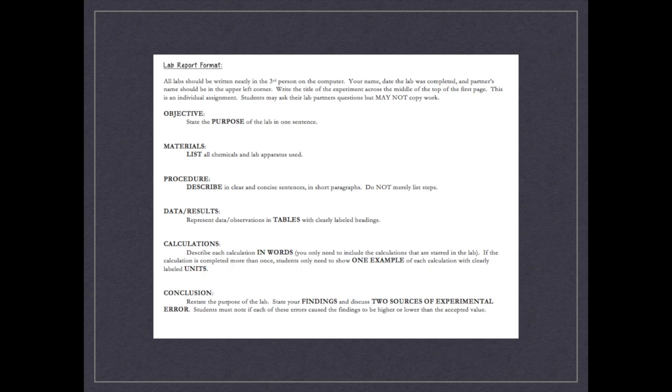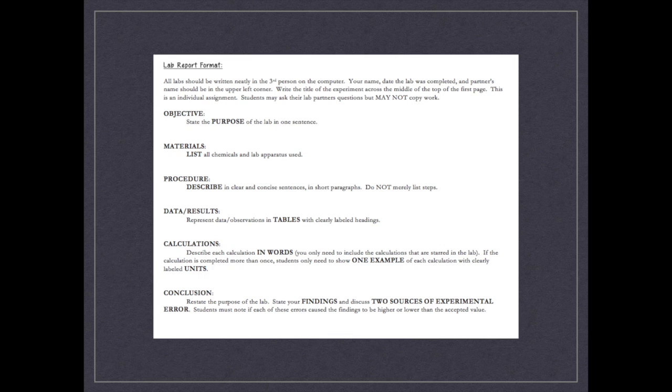You're not just going to list steps. You're going to put any results you have, any tables, any graphs, anything of the sort, you're going to retype them and put them into your Word document under data and results, and make sure each of these sections is labeled as well. Then in your calculations section, you're going to describe in words any calculations you completed. You only need to include the calculations that are starred in the lab, so that's why certain questions were starred. Those were the ones that you need to show calculations for. If the calculation is completed more than once, you only need to show one example of the calculation.